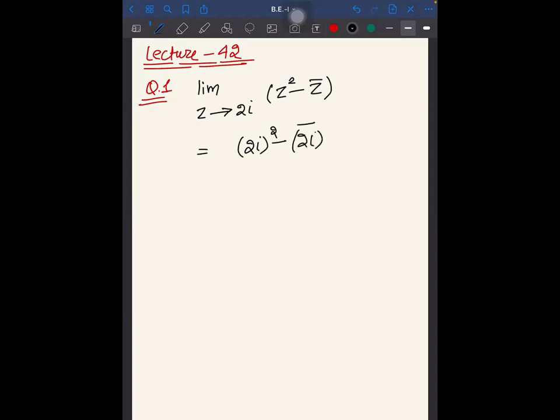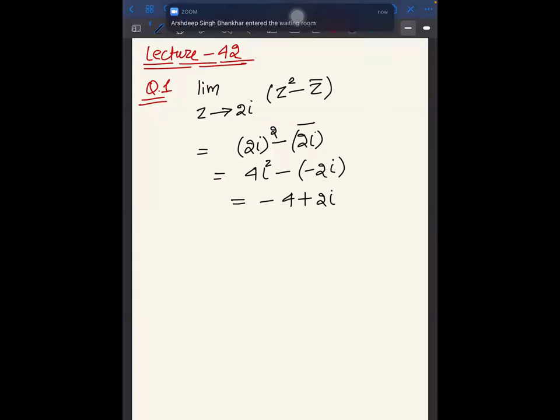Minus 4 plus 2, calculate z, this thing. Is it okay? Yes, sir. Now, it may happen that sometimes the limit does not exist, right? Even in complex analysis, it may happen. So let's do this type of question where the limit may or may not exist.